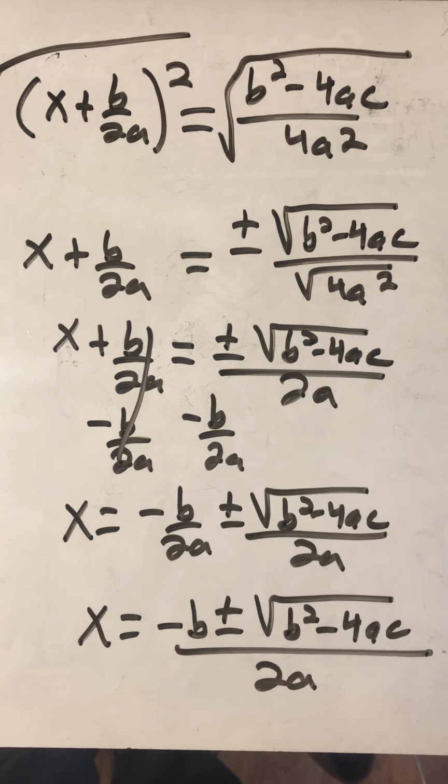x equals negative b plus or minus square root b squared minus 4ac all over 2a.